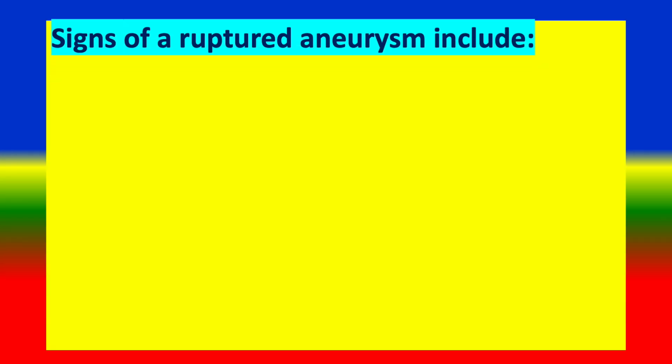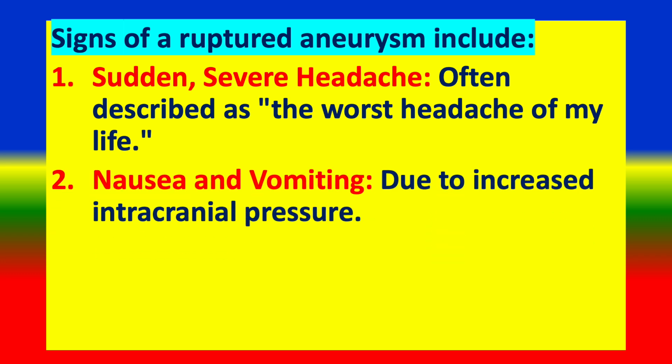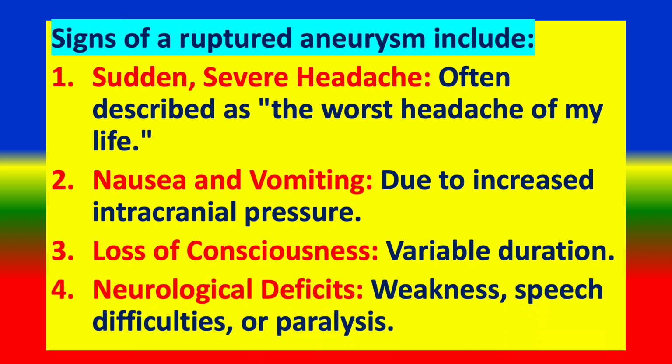Signs of ruptured aneurysm include 1. Sudden severe headache, often described as the worst headache of my life. 2. Nausea and vomiting due to increased intracranial pressure. 3. Loss of consciousness, variable duration. 4. Neurological defects, weakness, speech defects, or paralysis.